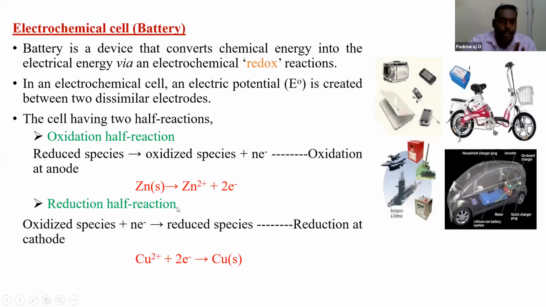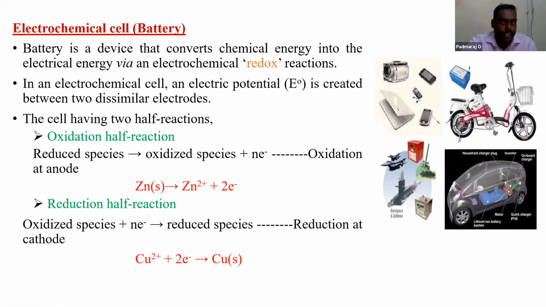Okay. So now I am coming to the electrochemical cell or battery. First, that was the basic difference between a cell and a battery. Now I am coming to the definition of the battery. A battery is a device that converts chemical energy into electrical energy, or electrical energy into chemical energy, that is vice versa, through the redox reaction.